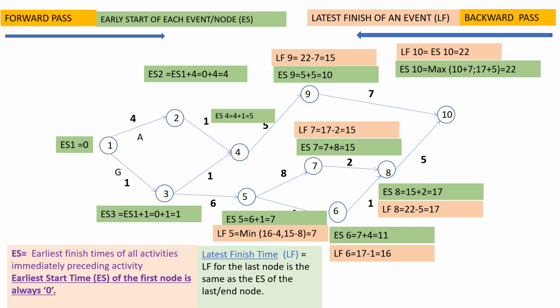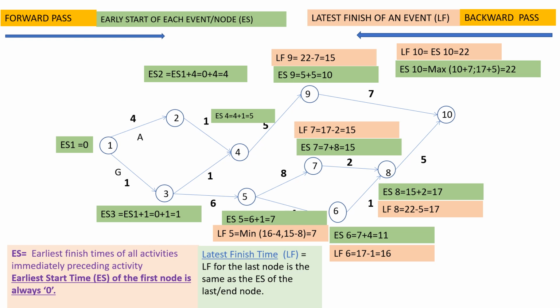Latest finish at 5th node equals, now at 5th node we have two events emerging. In that case, we take the minimum of the latest finish of the two activities. So we are going to calculate latest finish using both the activities and we are going to take the minimum of them. So for the first activity, latest finish is 16 minus 4, for activity 5 to 6, which is 12.